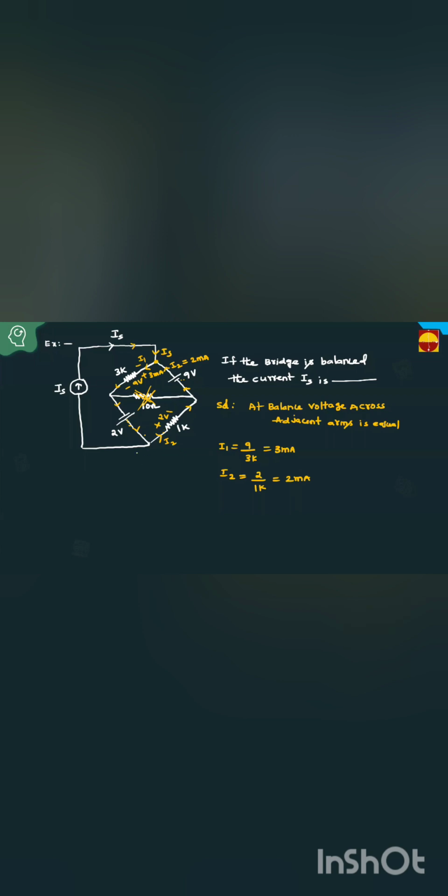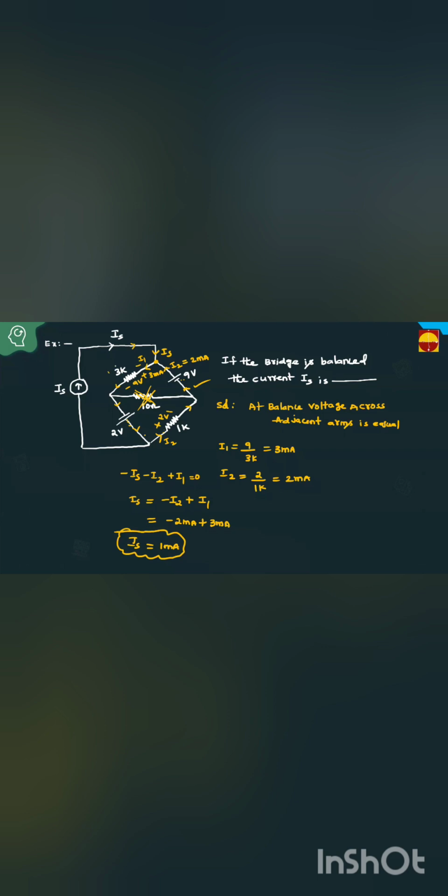Apply KCL at this node. Entering current is IS minus I2. Leaving current is I1 equal to 0. From this, what is IS equal to? Minus I2 plus I1. I2 equal to how much? 2 milliamp. Sorry, that is I2 or I1? I1, not I3. We take the notation as I1. That is 3 milliamp. Then what is IS, friends? IS equal to 1 milliamp. This is the final answer.